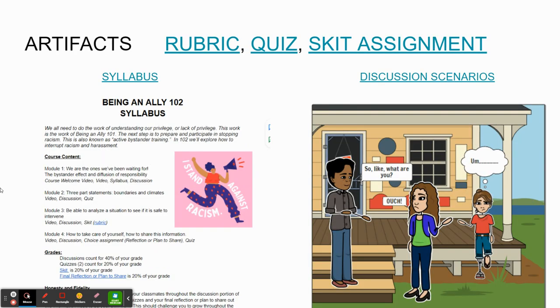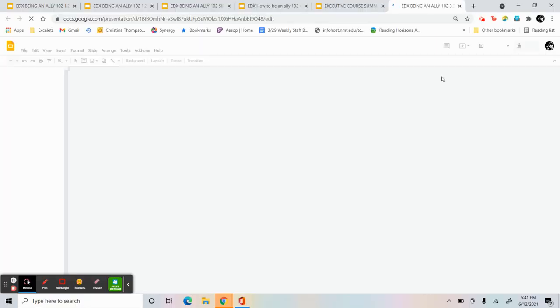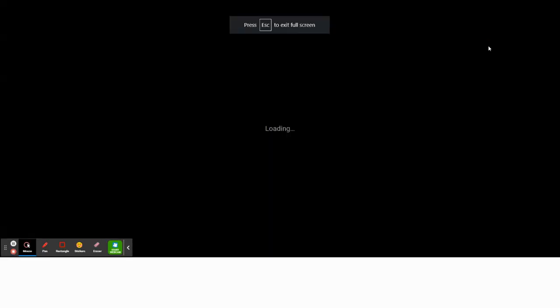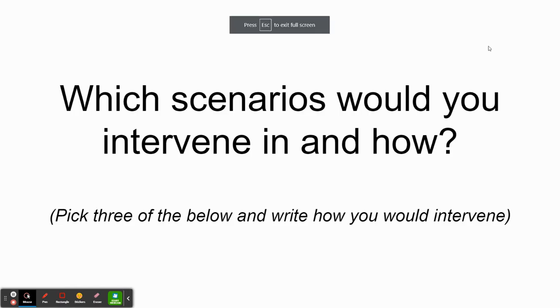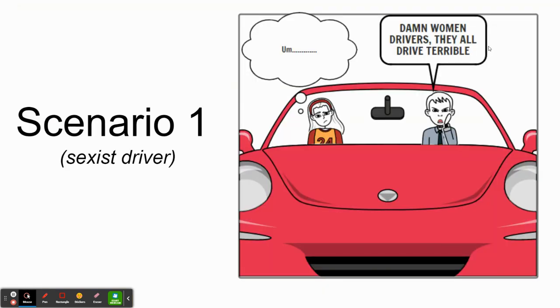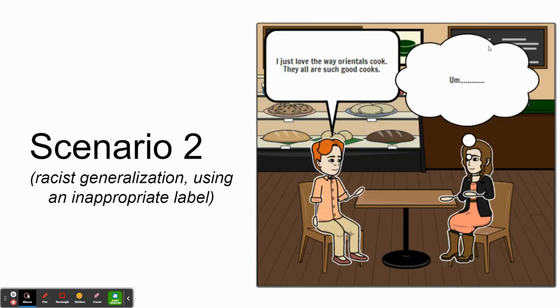The artifacts from this course, I've included two. One is the syllabus right here on the left, and on the right is the scenario that I mentioned earlier. If I click on discussion scenarios, we can see more of those that have been created specifically for this course. This is an example of a sexist situation. In a red sports car, a man is yelling, "Damn women drivers, they all drive terrible." And we assume daughter, because she looks young and she's in the passenger seat, is saying something, as if searching for what to say.